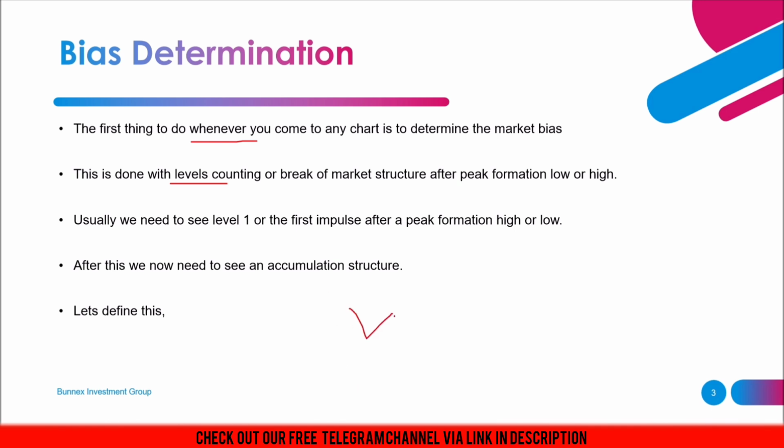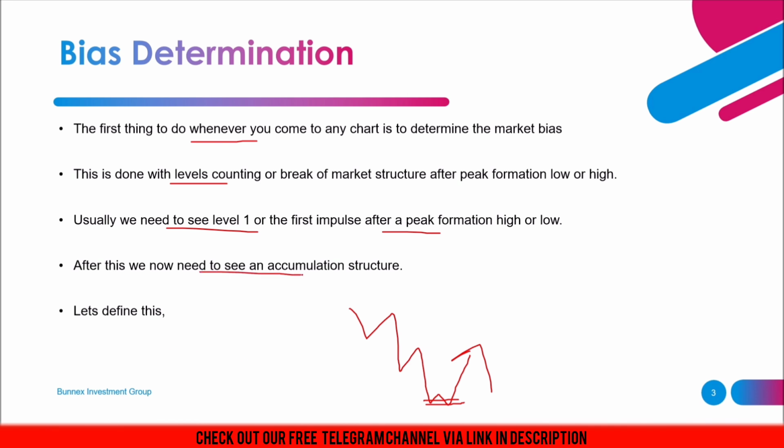In market maker method terms, we talk of a peak formation low or peak formation high. If we break structure, we actually say we have shifted the market direction or the market bias. Usually we need to see level 1, or the first impulse after peak formation high or low, for us to determine the bias of the market. After this, we now need to see an accumulation structure.